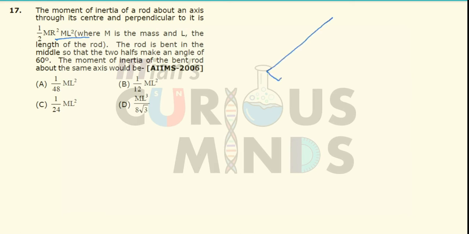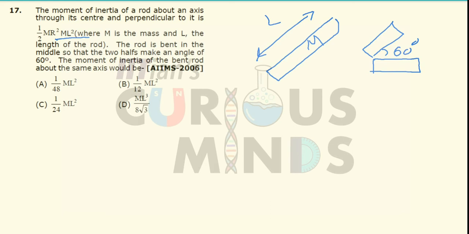I will take a rod over here. Let us say its length is equal to L and the mass is equal to M. If I bend it at the center, the rod will look somewhat like this, making an angle of 60 degrees with each other. The length will be L by 2 and the mass will be M by 2. Similarly, the mass over here will be M by 2 and the length will be L by 2.